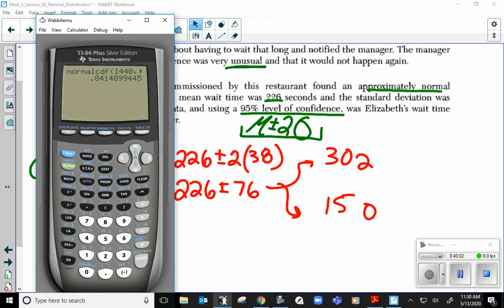And I say 226 plus, and I will do this, 2 times 38, because I'll make the calculator, yep, plus 2 times 38. And we're going to make the calculator do all the work. That's 302. And I'm going to do the same thing, and I'm just going to do minus here. Yep, I would do the same thing, but the minus.